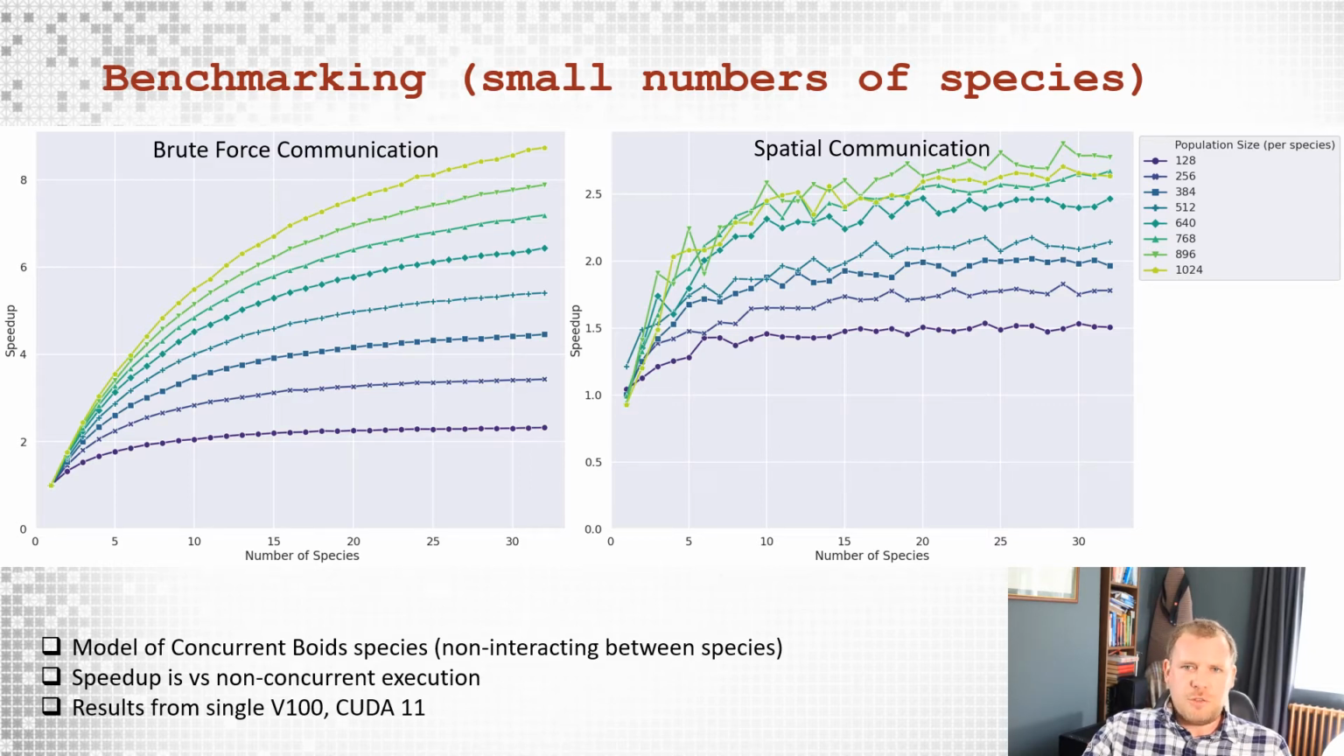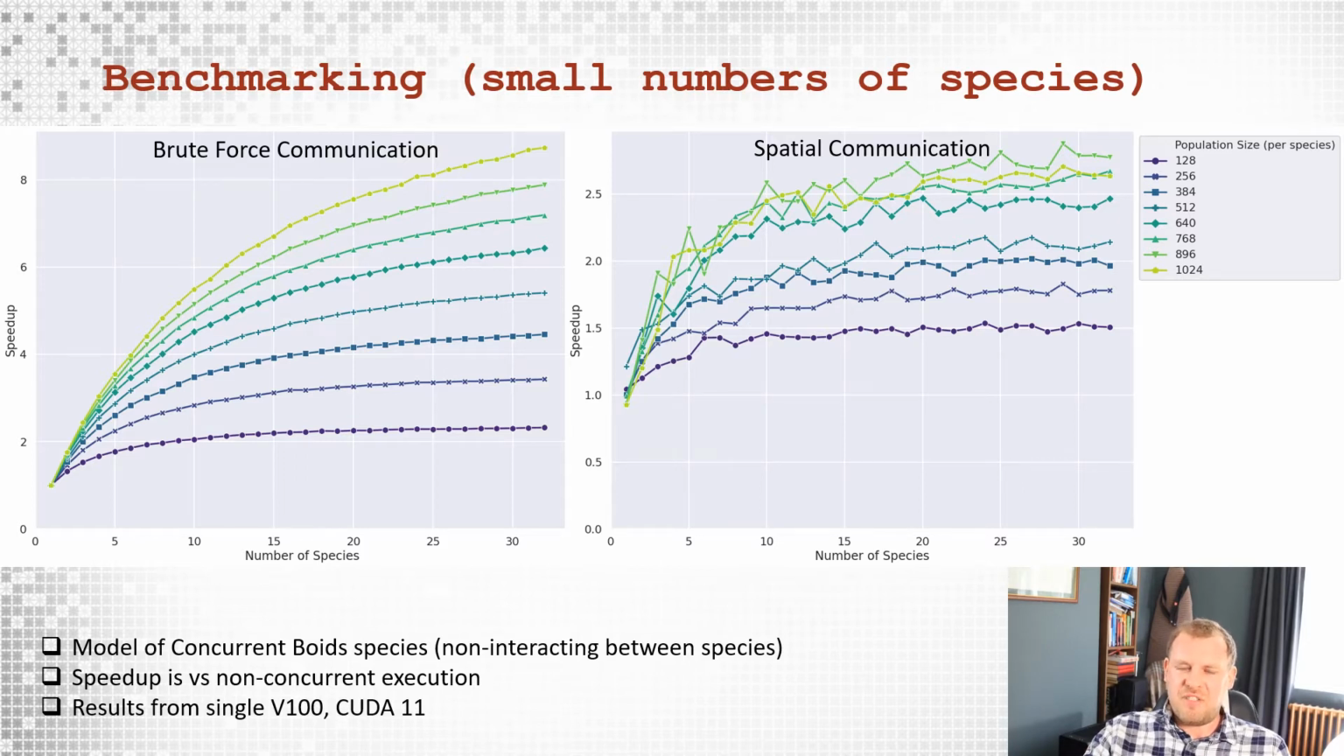What we can see in this is that brute force communication, where every agent is interacting with every other agent, is much better at demonstrating performance improvements through this concurrent approach. The reason for that is that the kernels are simply longer running for brute force communication than in the spatial case. In the spatial case, the kernels are actually run quite quickly.